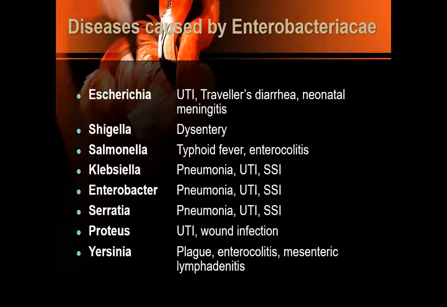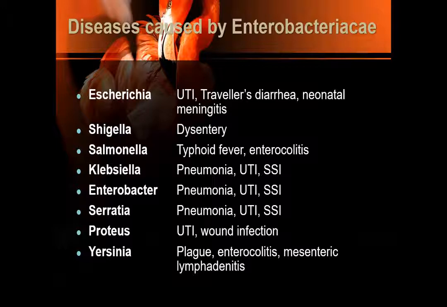If a patient is reporting with bloody diarrhea, then we can say it's a dysentery. Salmonella is very common in Pakistan nowadays. They are involved in typhoid fever and enterocolitis. Okay, Klebsiella pneumoniae is involved in pneumonia, and Klebsiella oxytoca is involved in UTI infections. Surgical site infections are common with Klebsiella, and Enterobacter is another cause of pneumonia, UTI, and surgical site infections.